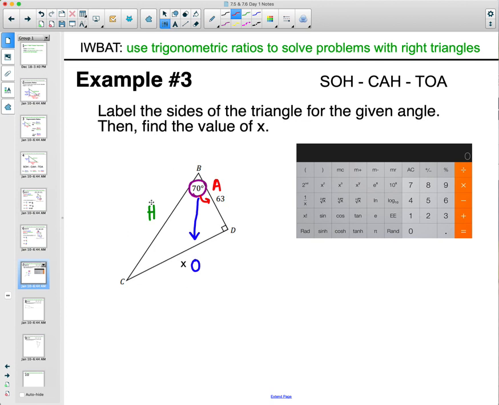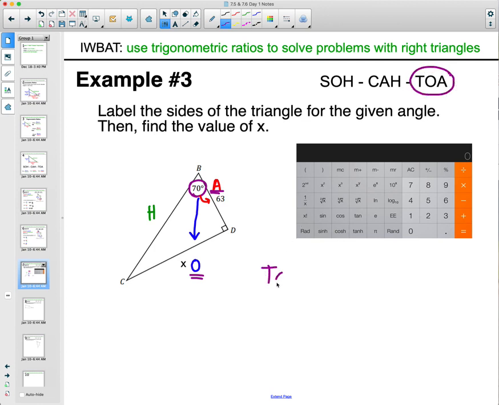So now you have to decide which of these functions you want to use. Look at the sides filled in. This H doesn't have anything with it. There's no variable or number, so we're not going to use that. We want to be using the opposite side because that's the x, and we want to be using the adjacent side because that's an actual number. Looking at the acronym up here, we want to look for the O and the A to be together. So that's going to be the tangent function.